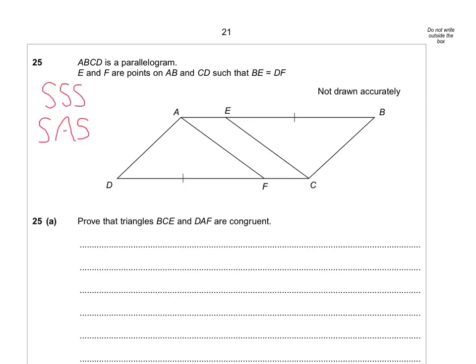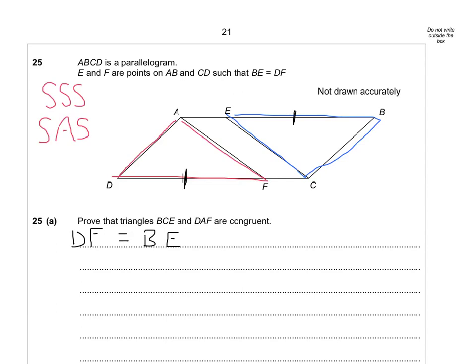Well, we need to be very clear. Firstly, if we just look at the two triangles we're trying to show are BCE and DAF. So there's one of the triangles, and there's the other triangle. It's those two triangles we're trying to show are identical. So the first thing is that DF equals BE. No reason needs to be given because it's given in the question.